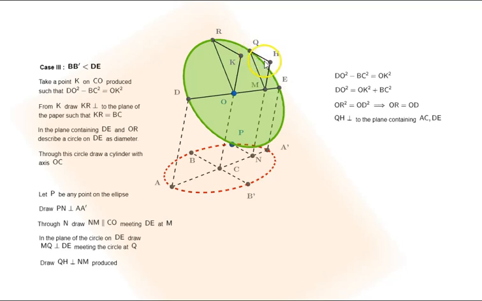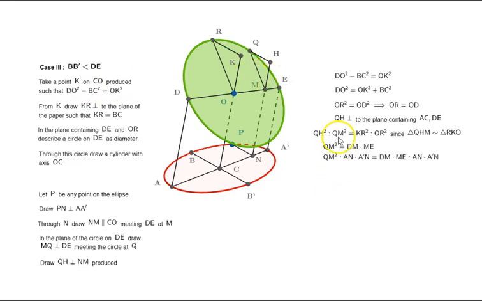Now QH is perpendicular to the plane containing AC and DE. Now, QH square is to QM square is equal to KR square is to OR square, since these two triangles are similar to each other. Let's take QM square. QM square is equal to DM times ME.